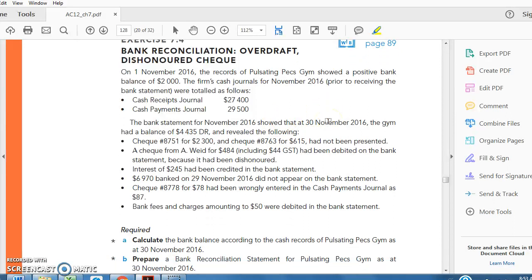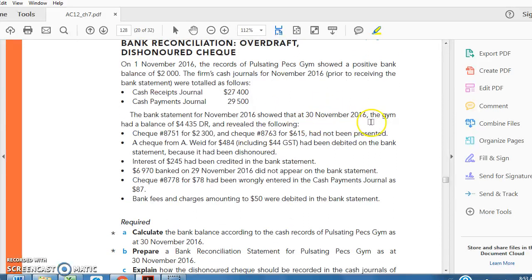So the bank statement for November 2016 showed that at 30th November 2016, the gym had a balance of 4,435. So that's the bank's perspective, and revealed the following. So check 8751 for 2,300 and check 8763 for 615 had not been presented. So essentially, whoever it is, it doesn't give a name, but let's say Bill hadn't been into the bank and actually given those checks in. So the next one, a check from A Weed for 484, including $44 GST, had been debited on the bank statement because it had been dishonored.